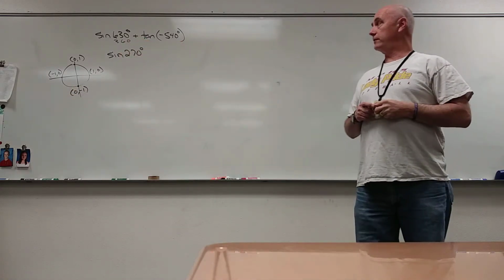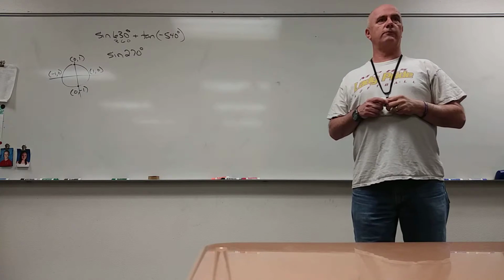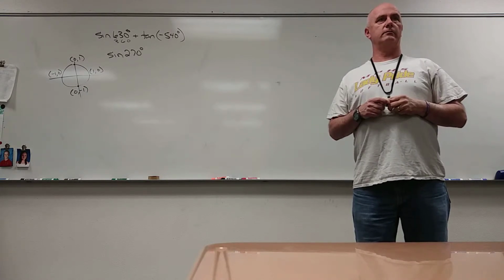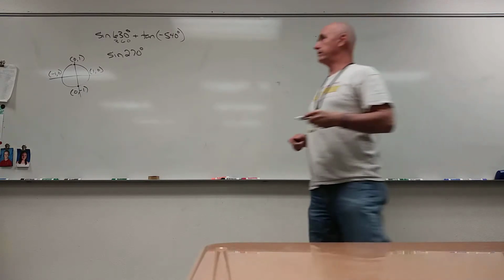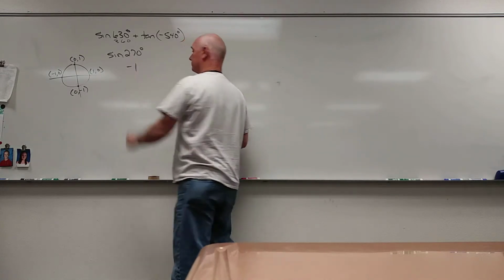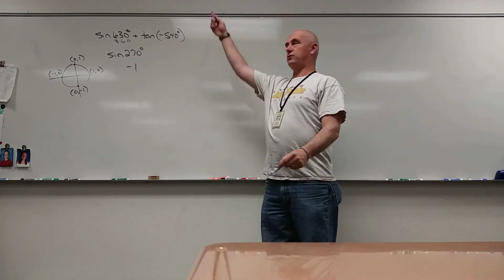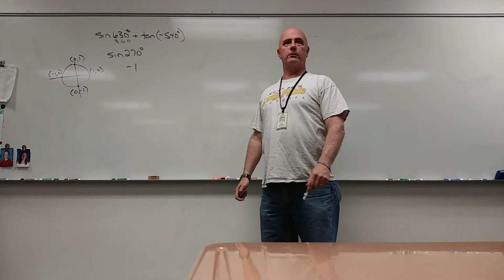So do we know what the sine of 270 is? Negative 1, because sine is y. Sine is the y coordinate. So sine of 270 is simply negative 1. Therefore, the sine of 630 is also negative 1.